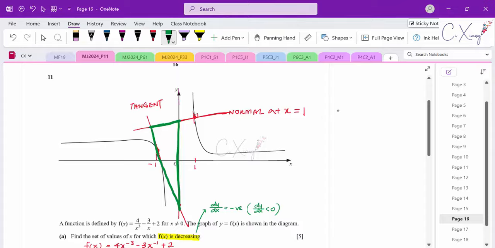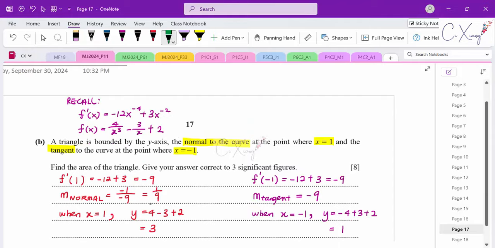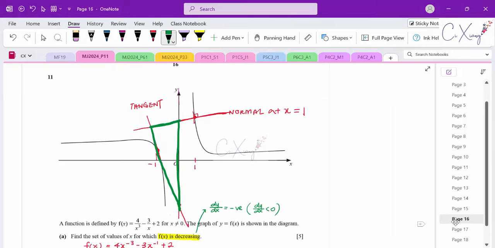Okay, and it is worth mentioning that if you observe the gradient of the normal and the gradient of the tangent that we found just now, if you multiply them together, you get negative 1. So it means that basically these two lines are perpendicular to each other. So this is a perpendicular line.